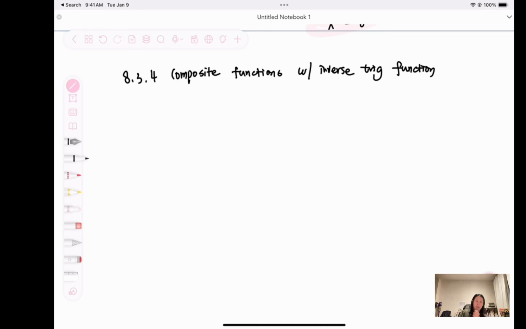Hi, in this video we're going to talk about the compose function with inverse function. If we compose with an inverse function, we will end up getting the output out. But if it's the opposite, where we compose the original function with the inverse function, we're going to solve for x. So this is always true.